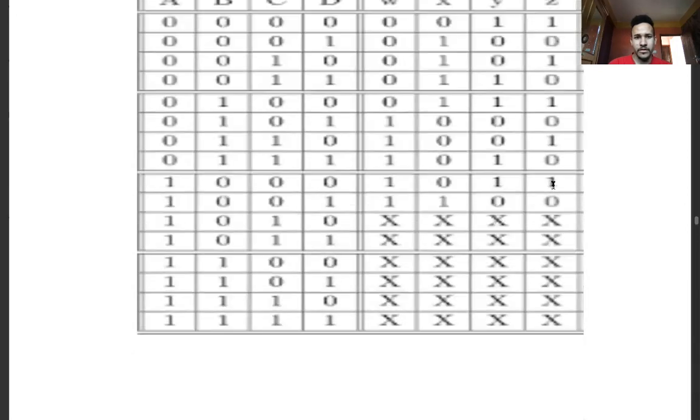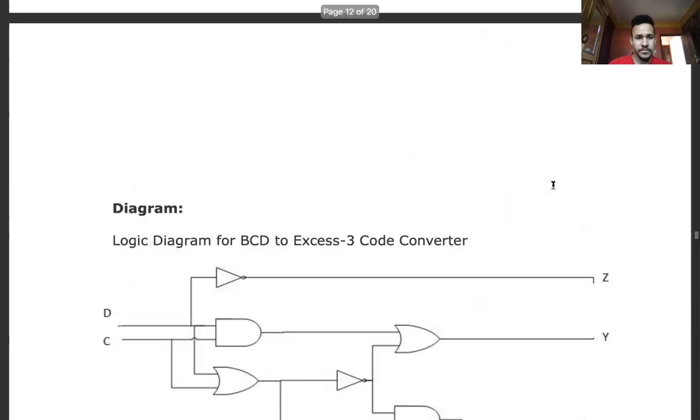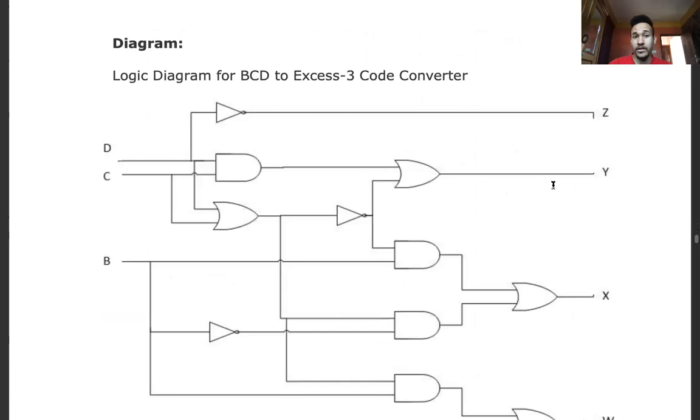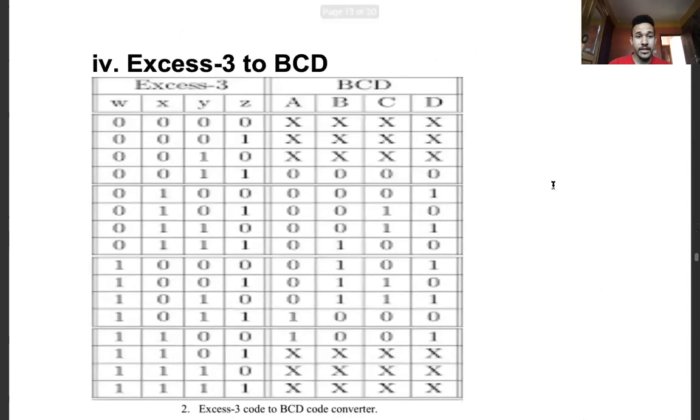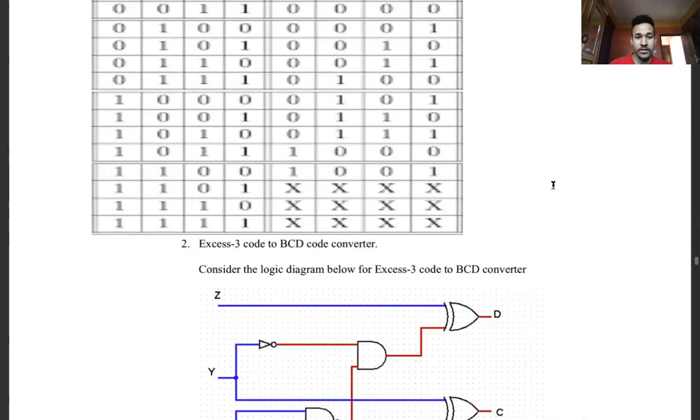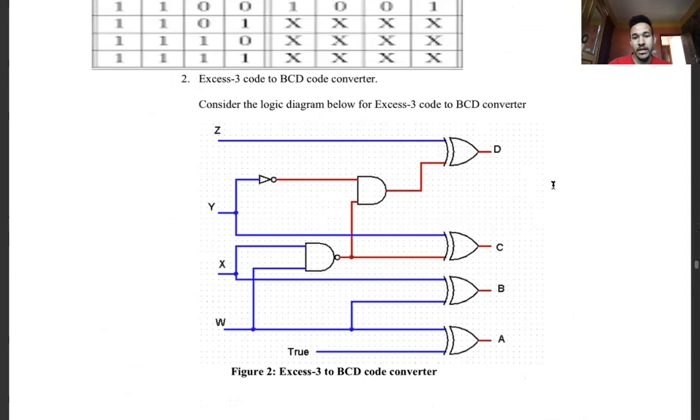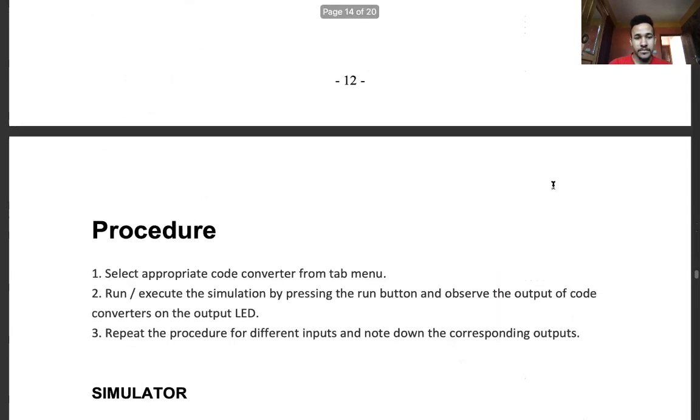This is a truth table, and this is its logic diagram. And the last but not the least, excess-3 to BCD. This is a truth table, and this one is the logic diagram of it.